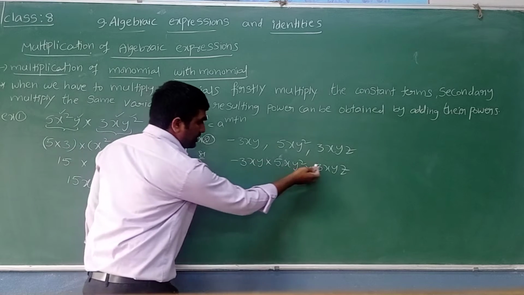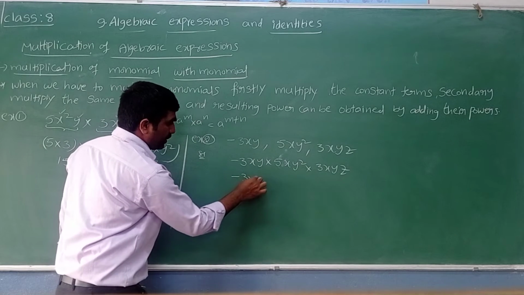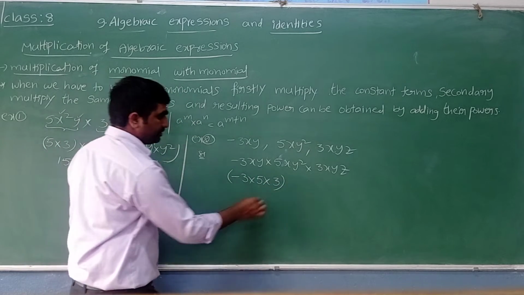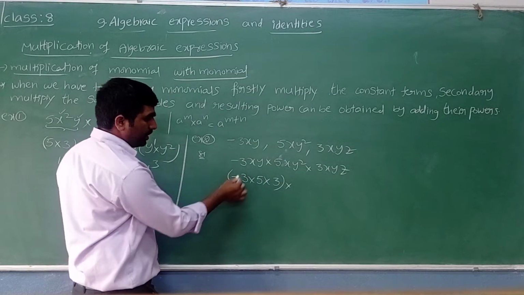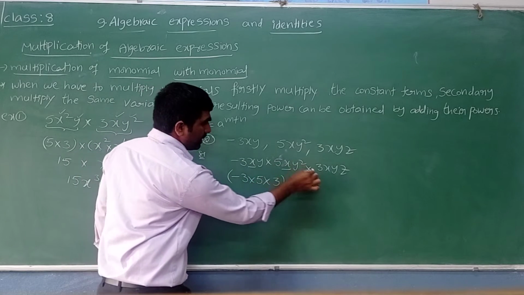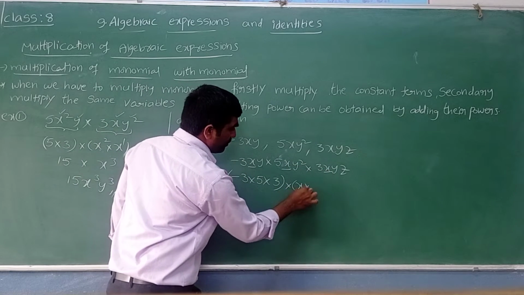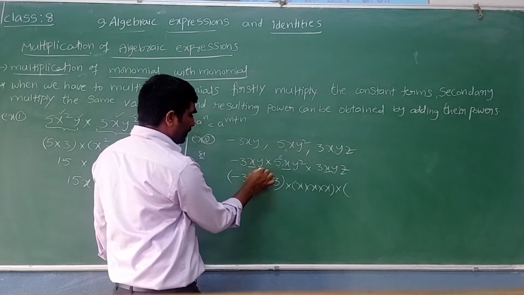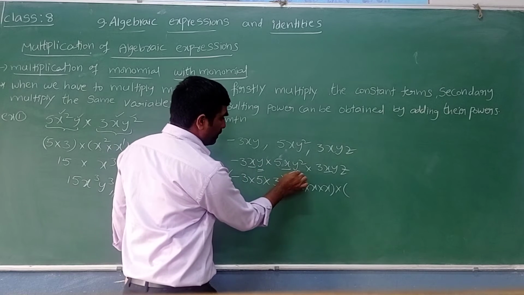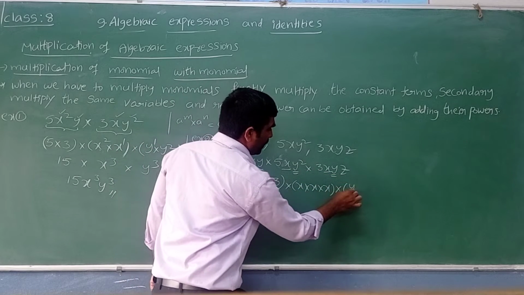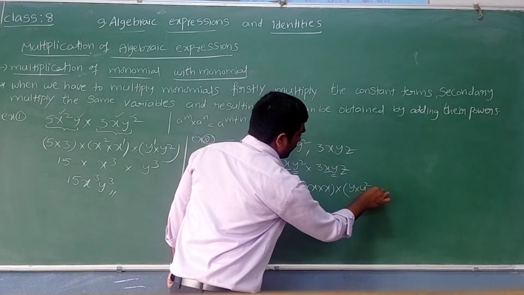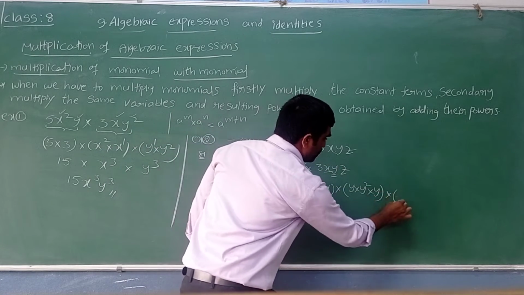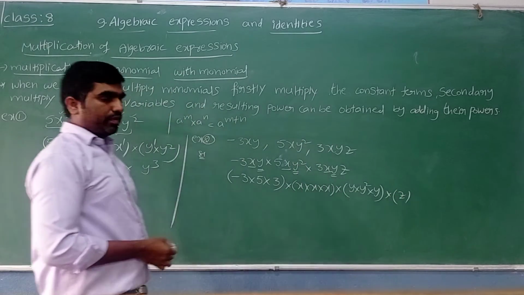First we have to multiply the constant terms: minus 3 into 5 into 3. Now multiply same variables. Here I can see variable x, variable x, variable x. Then y into y power 2 into y. Z is alone, there is no same variable, so write only one z.